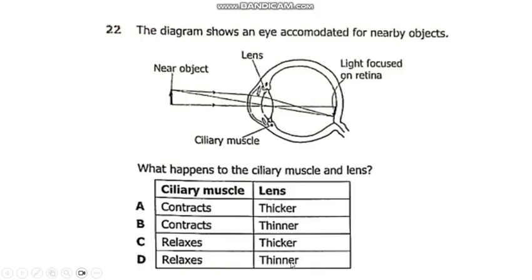So here, when you are looking at the eye accommodated for nearby objects, what will happen is that the ciliary muscles are going to contract and the lens is going to become thicker. So the correct answer here is C, A.